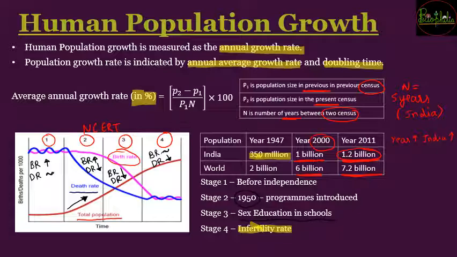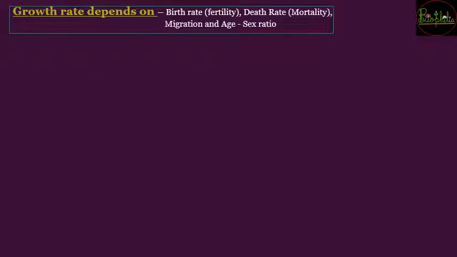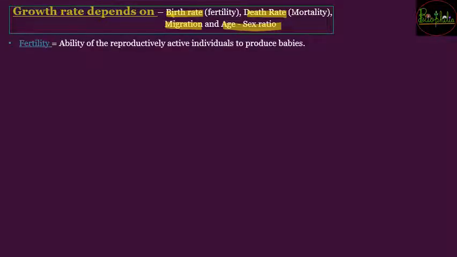So next is about the growth rate, which depends upon four factors. The first factor is birth rate, that is also called fertility, or death rate, that is mortality, migration, and the age-sex ratio. Now we are going to see some of the definitions that are required to be understood. So first is about fertility.